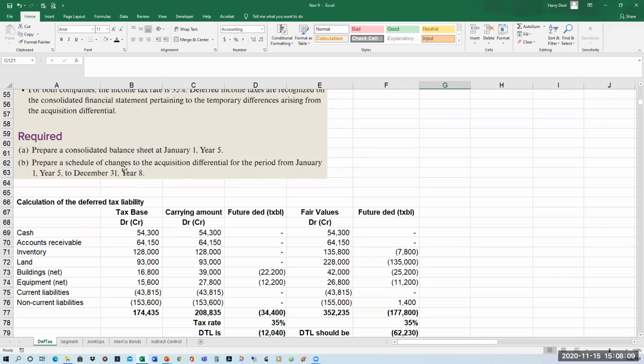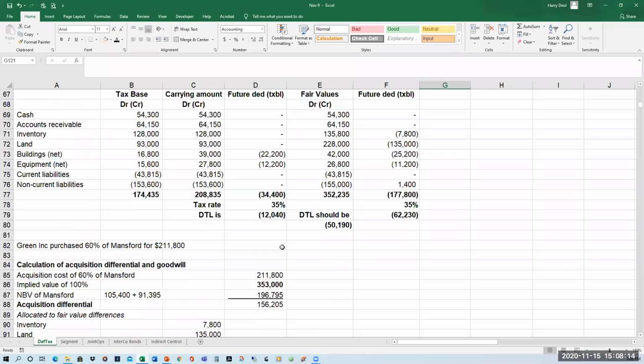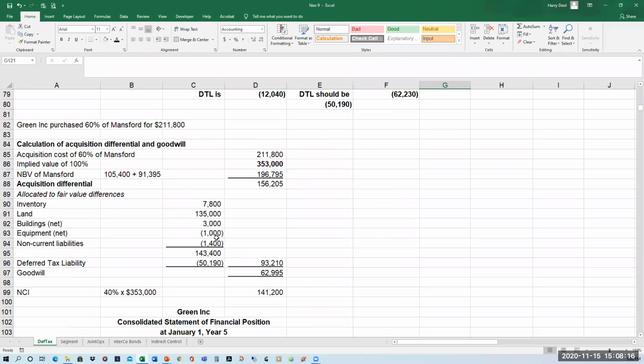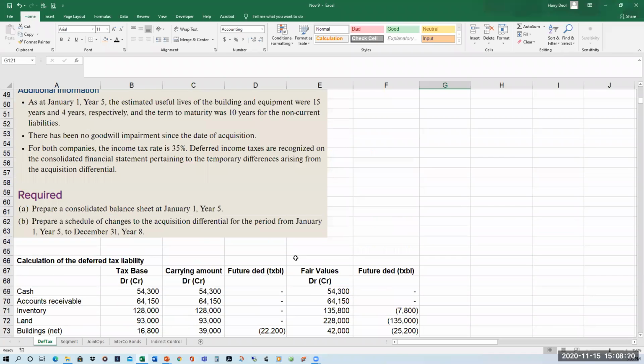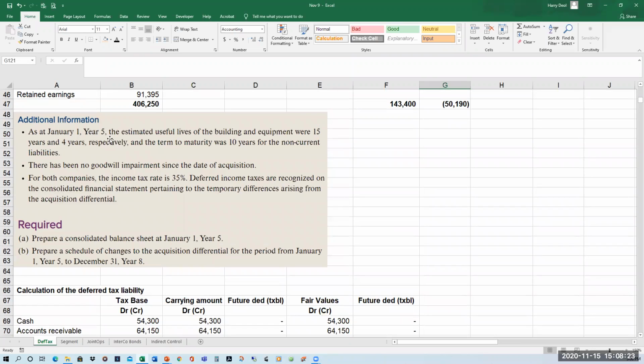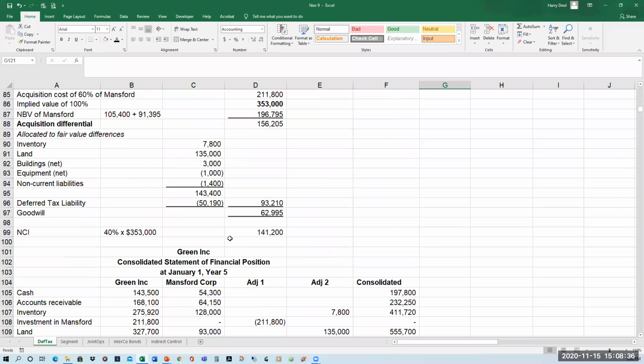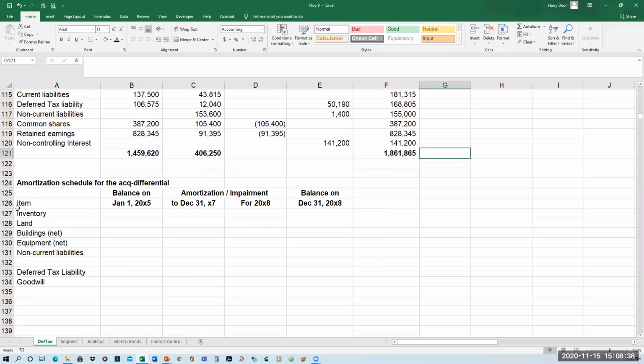Now, what happens to the acquisition differential afterwards is that the fair value differences are amortized over time. We were told in the question that as at Jan 1st, year 5, the estimated useful lives of the building and equipment were 15 years and 4 years respectively. The term to maturity for the non-current liabilities was 10 years. So you're going to use that information to prepare the amortization schedule.